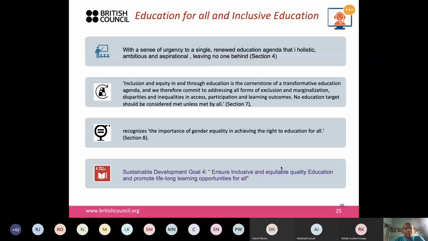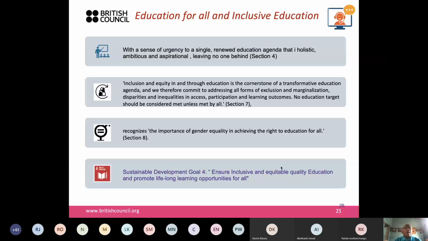So you see that when you talk about education for all, we are talking about 4 things. One is a sense of urgency, that we need to renew the education agenda so that it is holistic, ambitious, aspirational, and nobody is left behind. We are also talking about inclusion and equity, so that the education that we are offering is transformative, and there is no exclusion or marginalization.